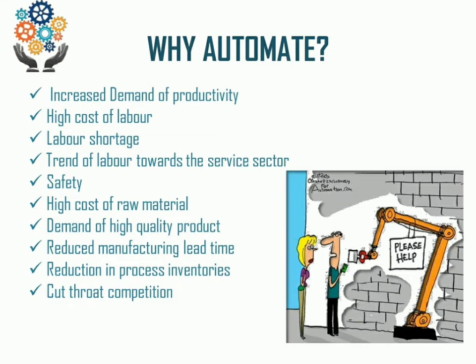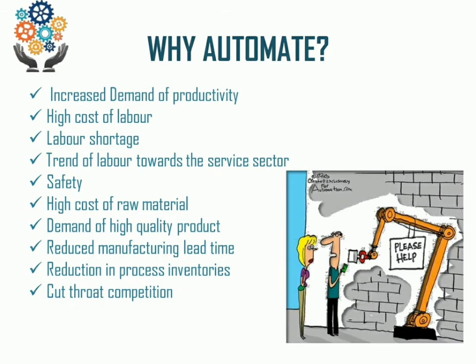Then safety. In manufacturing industry, safety is a major concern, due to which many workers lose their lives while performing their routine operations. So when we replace the manpower with automated equipment, the equipment can perform the work in any type of atmosphere, even a hazardous atmosphere, and it ultimately saves the lives of human beings. So safety is a major concern. That's why industry is looking towards automation as the best alternative.